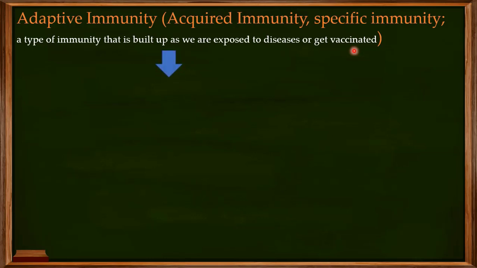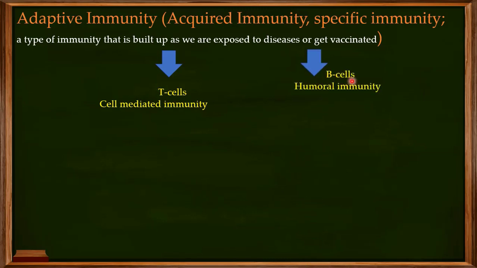If you talk about the subcomponents of the adaptive immunity, they can be T cells, which is also known as the cell-mediated immunity. So the cell-mediated immunity is going to use different types of T cells. The other component of the adaptive immunity is known as the B cells, and the immunity that is provided by the B cell is also known as the humoral immunity.